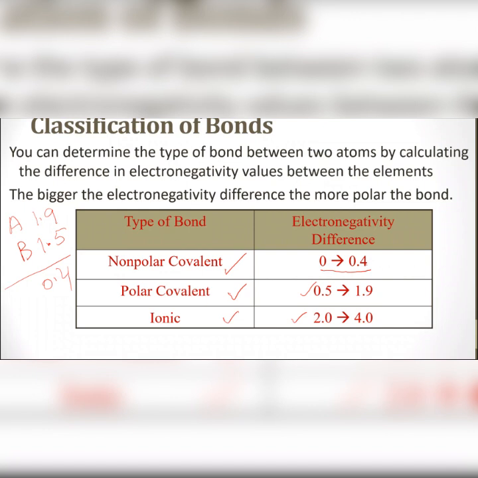In your chemistry textbook, you will find a chart, a list of electronegativity of all elements. If you don't find it in your book, let us know in the comment section. And in the next video, we will give you the complete list of electronegativity of all elements.